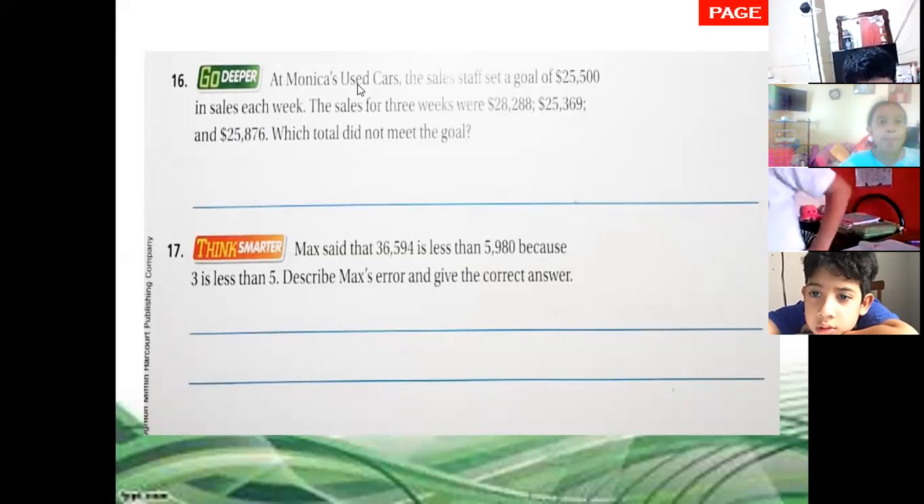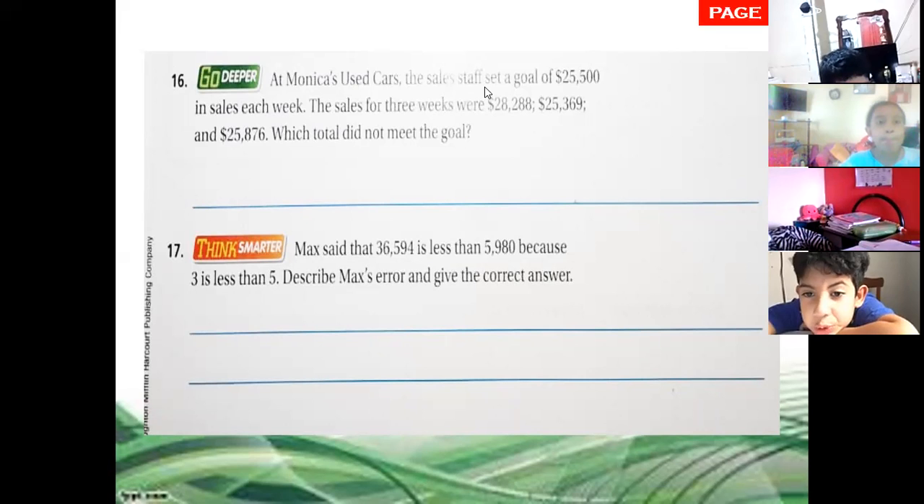Go deeper. At Monica's Used Cars, the sales staff set a goal of 25,500 in sales each week. The sales for 3 weeks were 28,288, 25,369, and 25,876, which total did not meet the goal. The goal was this one, 25,500.